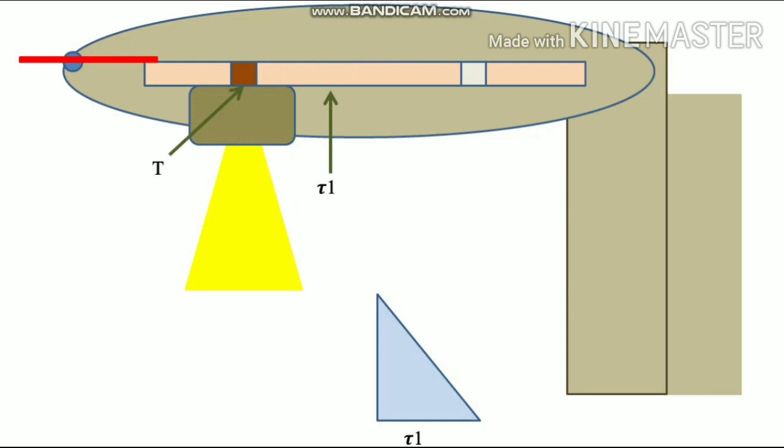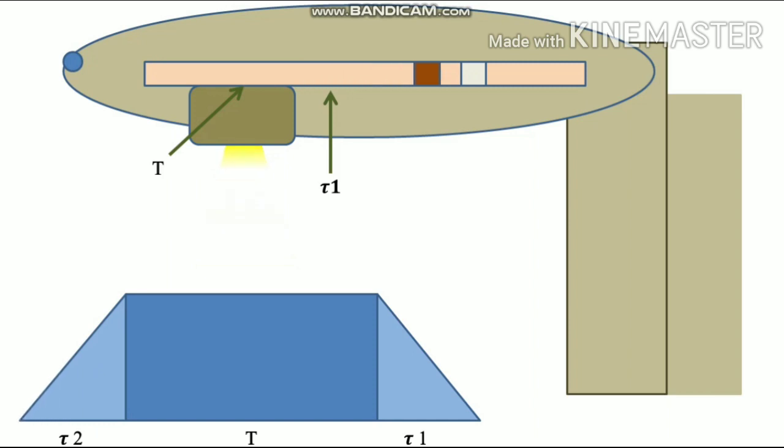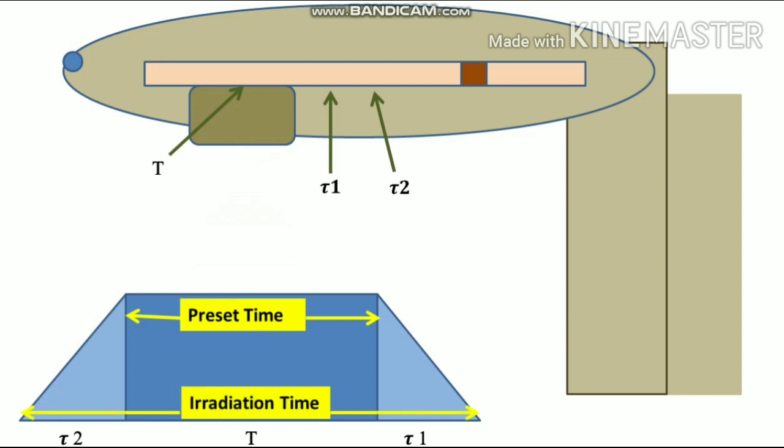The source will stay in the treatment position for the preset time t and delivers the dose at a steady rate. After the treatment, the source will go back to its initial position and the output or the exposure rate starts falling from a steady state to 0. Suppose the time required for this is tau 2. So you can see now that the irradiation time is slightly higher than the time set. This extra time is called the shutter timer error.